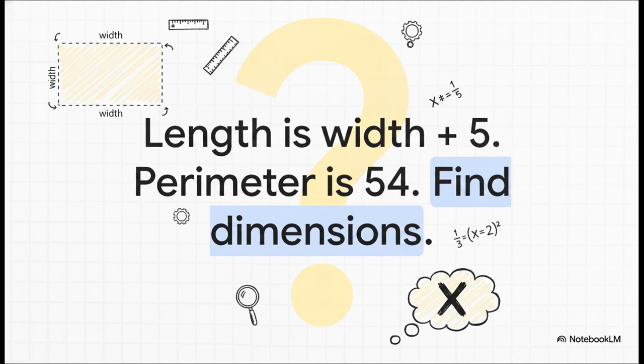Now let's level up and apply this to the real world. Here is a geometry word problem pulled straight from the source. It says, the length of a rectangle exceeds its width by 5 meters. If its perimeter is 54 meters, find its dimensions. You see, this is where algebra becomes incredibly powerful. Once again, take a quick moment to think about how you would set up your initial variables here. Like, what exactly is x going to be?